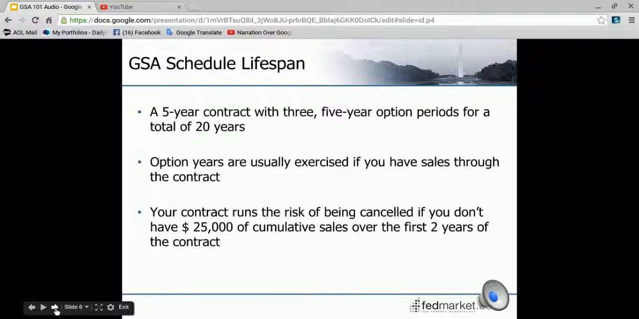The lifespan of a GSA schedule contract. A 5-year contract with 3 5-year option periods for a total of 20 years. Option years are generally exercised if you have sales through the contract. Your contract runs the risk of being canceled if you don't have $25,000 of cumulative sales over the first 2 years of the contract.